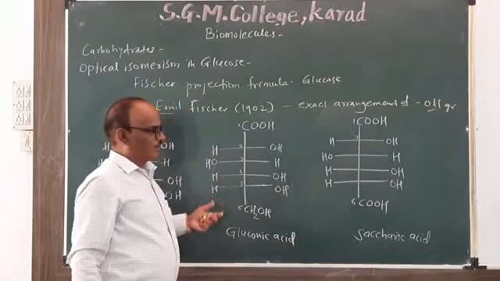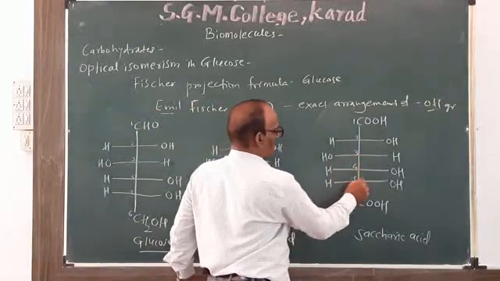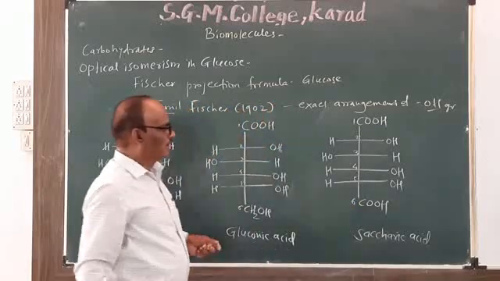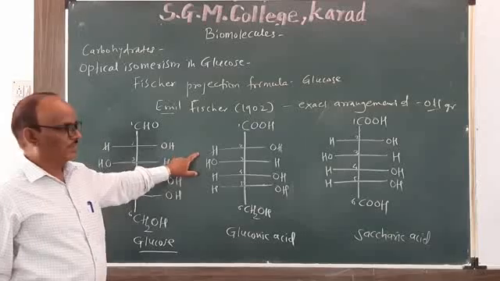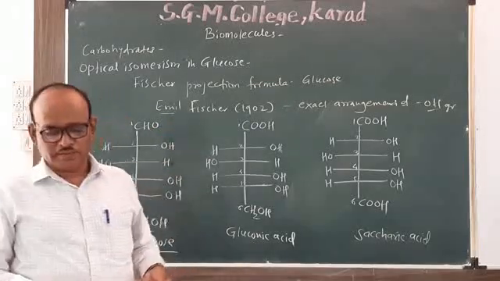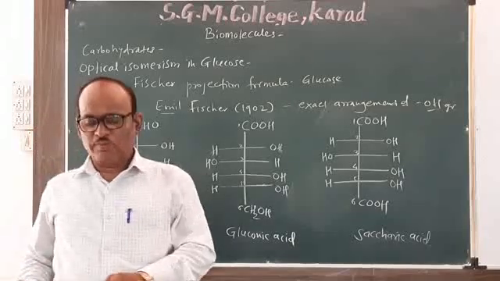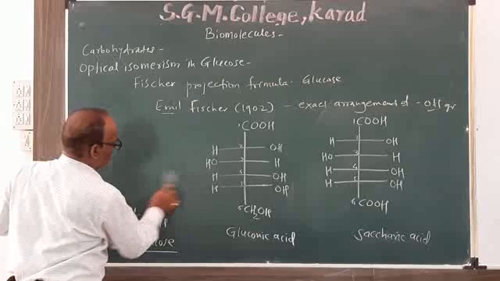So this is the Fisher projection formula for these three structures. This is saccharic acid. So these vertical lines and horizontal lines represent the Fisher projection formula, and this structure is called an open chain structure for glucose. Open chain structure for glucose.